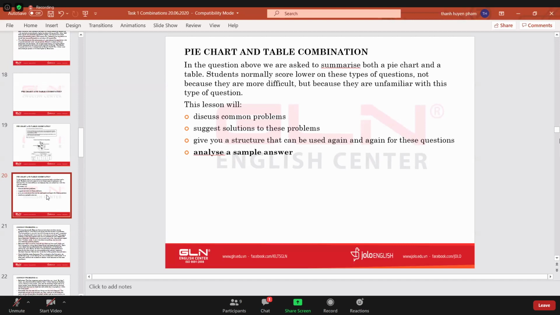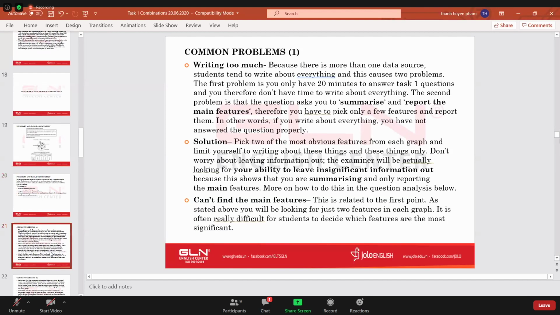So what I'm going to do here, I'll discuss some common problems, suggest solutions to these problems, give you a structure that can be used again and again for these questions, and analyze a sample answer. So, what are the common problems?